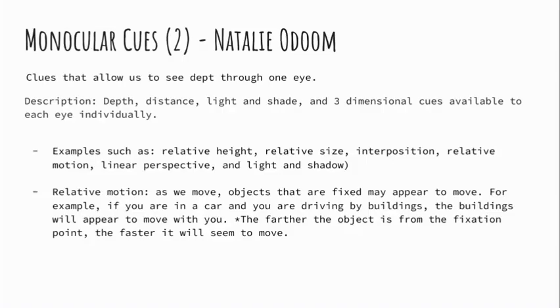Monocular cues are cues that allow us to see depth through one eye. To further describe this, it would be depth, distance, light, and shade, and 3-dimensional cues available to each eye individually. Some examples of monocular cues would be relative height, relative size, interposition, relative motion, linear perspective, and light and shadow.